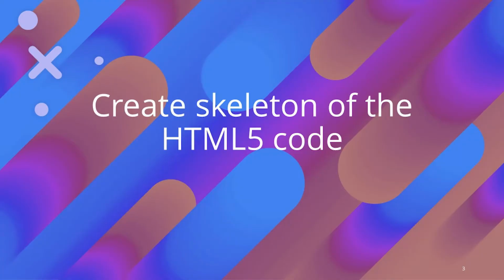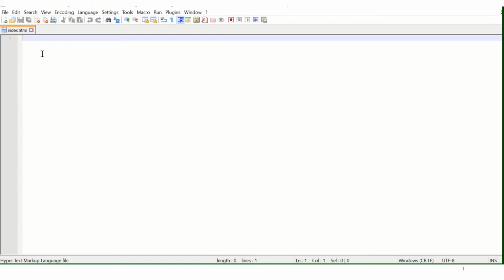First of all, we are going to create the skeleton. Now let's start creating our HTML file. First, we declare the doctype. To do that, you would have to type the exclamation point and then DOCTYPE in caps. This lets the browser know that this is an HTML document.